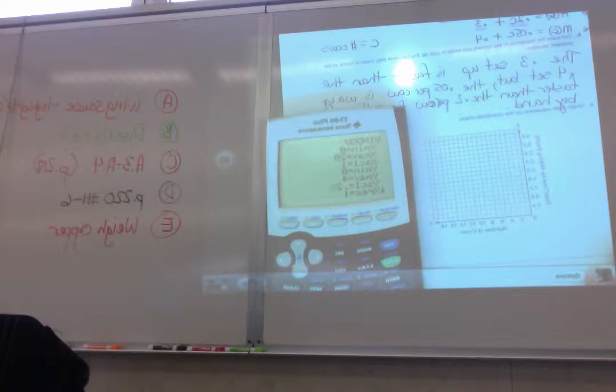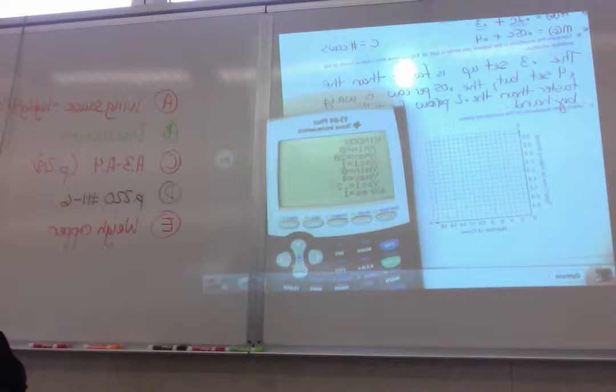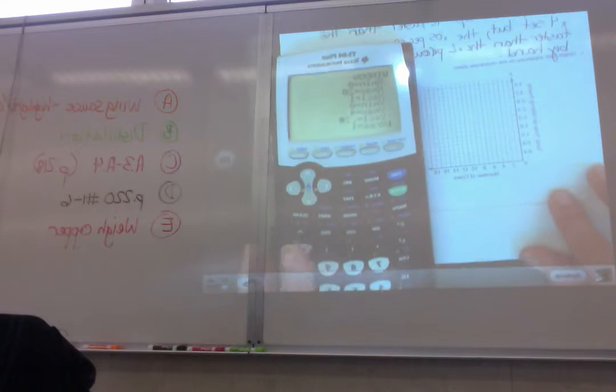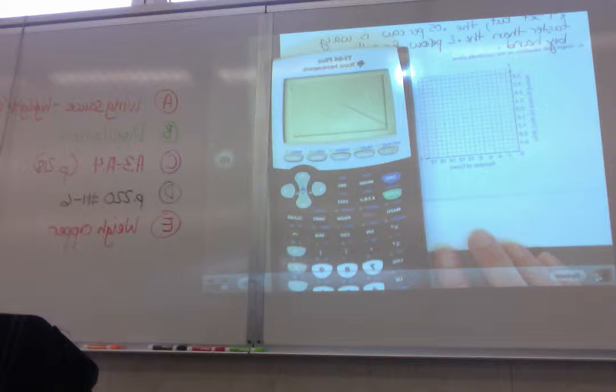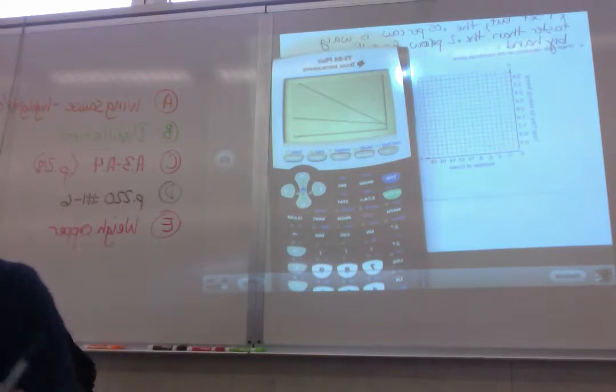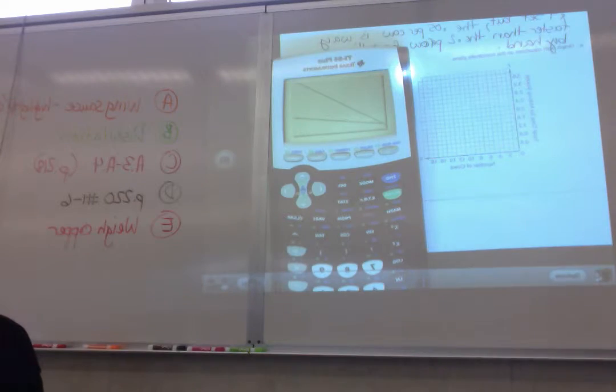Take a look at your window. Does it look like what you see on the screen? Exactly. All right, let's graph. Whoa. There's one line. There's the other line. Okay? Now, I'm getting you some rulers, and we'll figure out how to make this work.